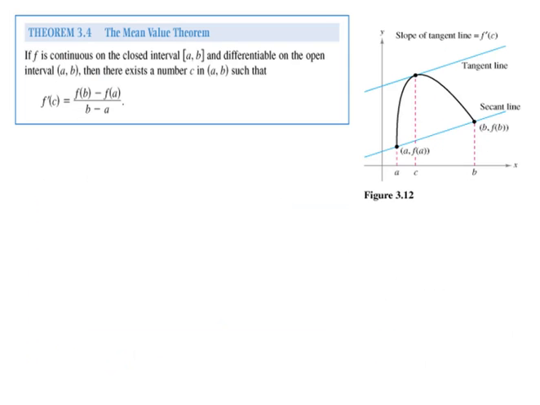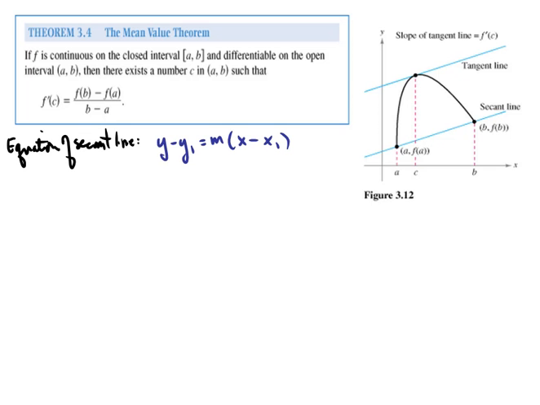Okay, then now we'll continue with the mean value theorem, and what it states is that if f is continuous on the closed interval a, b, and differentiable on the open interval from a to b, then there exists some number c on the open interval from a to b such that the derivative, or the slope of the tangent line to the function at that point, is equal to the slope of the secant line passing through the endpoints. So we say f prime of c is equal to f of b minus f of a over b minus a. And there's a diagram over to the right there.